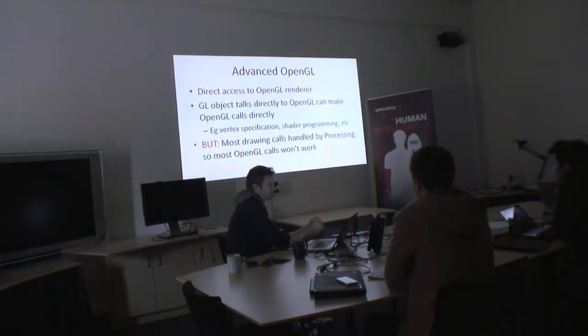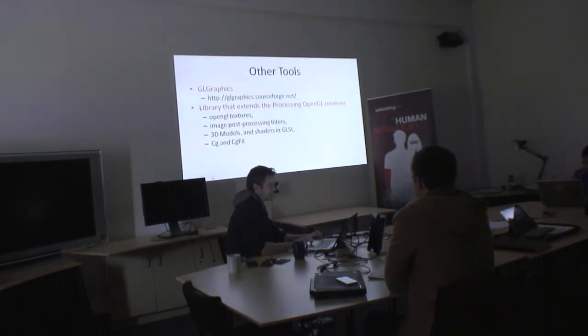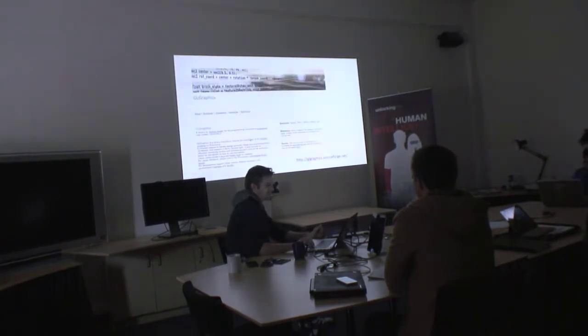But you still need to do things through Processing, so you can't just call glVertex3f or whatever and have it do it correctly. There are examples in here like GLGraphics, which extends the Processing OpenGL renderer to support things like textures, post-processing filters, 3D models, and so on, if you want to have a look at it.